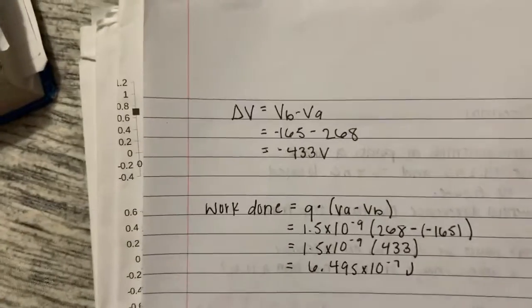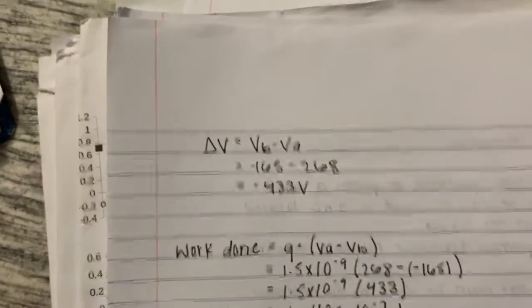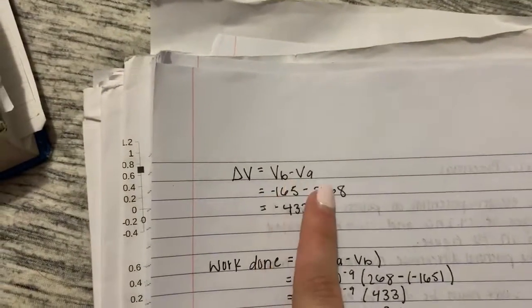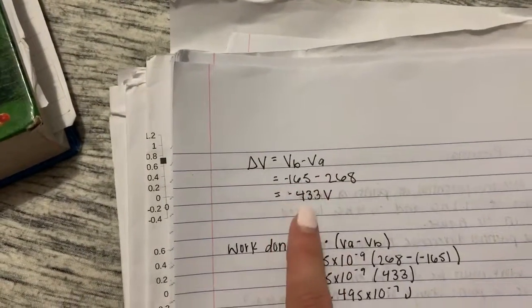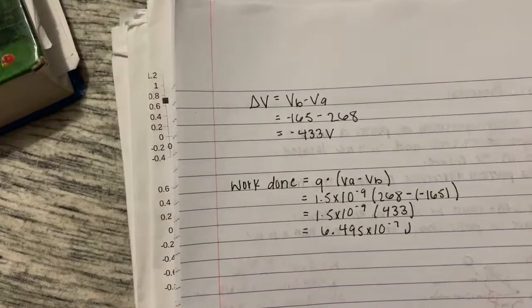Okay. The change in V, for these, you just subtract the things we just found, which is the VB and then the VA. So subtract those numbers, and you get negative 433 volts.